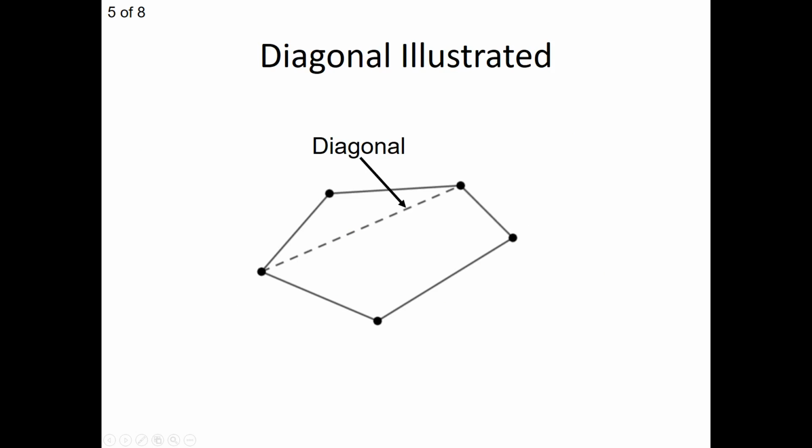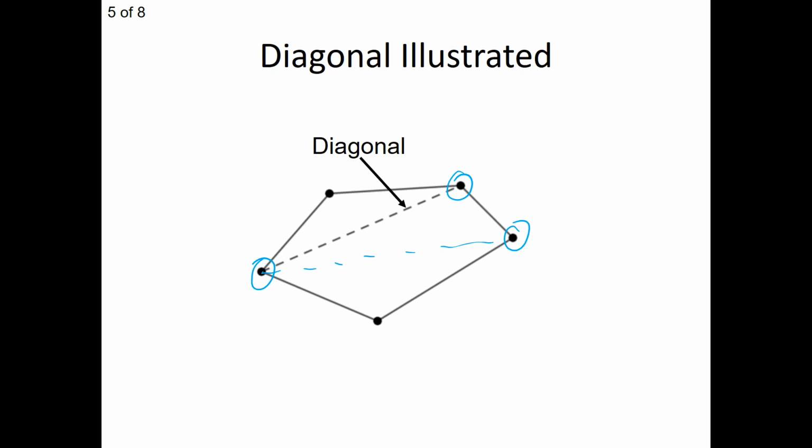Let's take a look at an illustration of a diagonal first. The diagonal here we see is connecting two non-adjacent vertices. If I were to pick this vertex here and ask what its adjacent vertices were, these two would be the adjacent vertices, right? Those are the ones that are next to it. So I could pick any non-adjacent vertex, and any non-adjacent vertex to this given vertex would be these two. If I connect those, I can draw another diagonal here, and I find that yes, this diagonal passes on the interior.